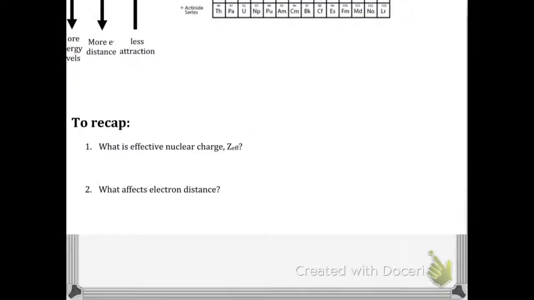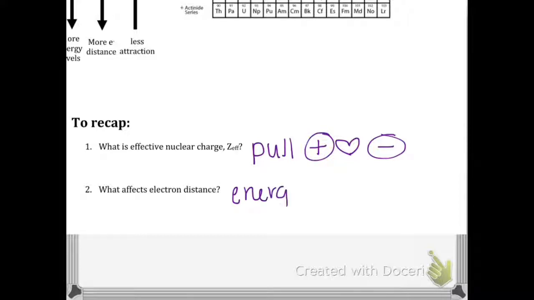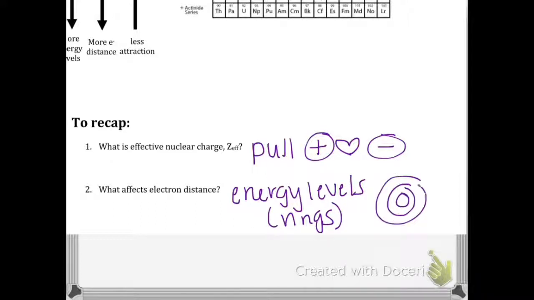Effective nuclear charge is all about the pull. Your protons love your electrons. And what affects electron distance? It's all about how many energy levels we have. Those are your little rings. The more you have, the further away you are.